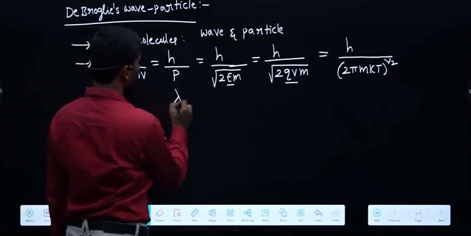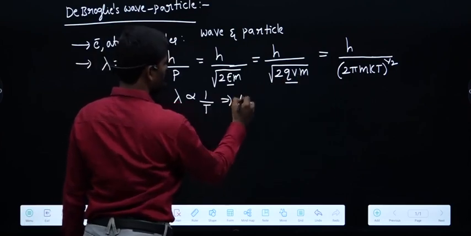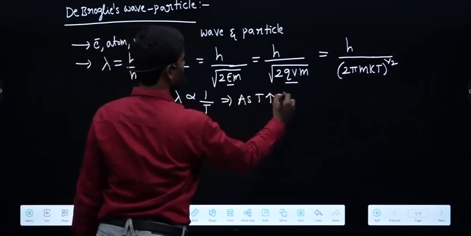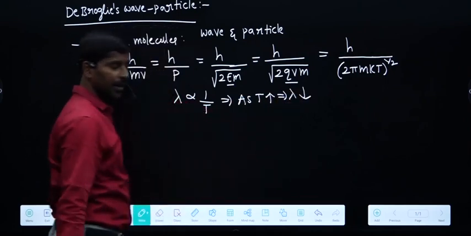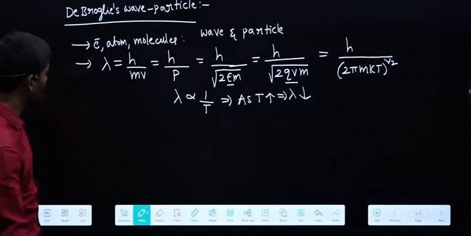From this, lambda is inversely proportional to momentum. Lambda is inversely proportional to square root of temperature. So as temperature increases, what about wavelength? Decreases. As temperature increases, wavelength decreases. These are the various expressions for wavelength.